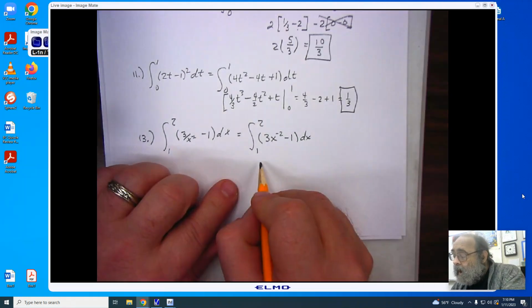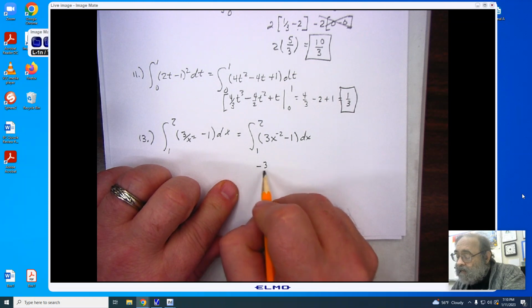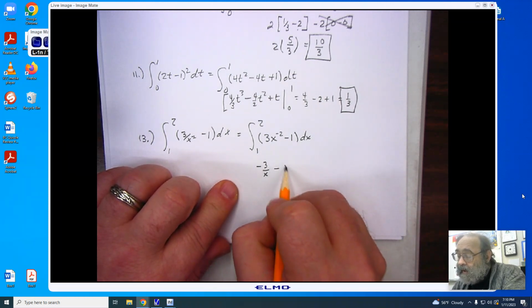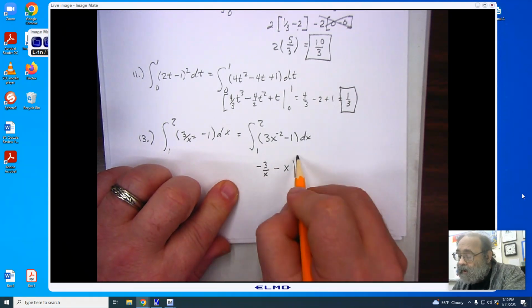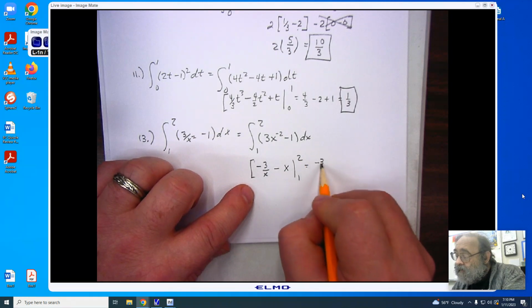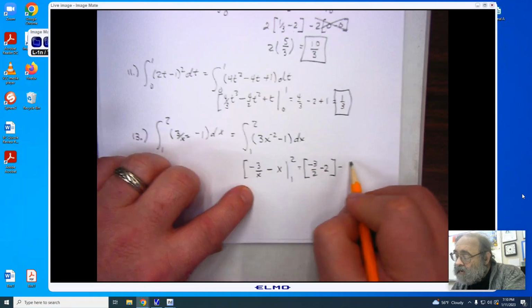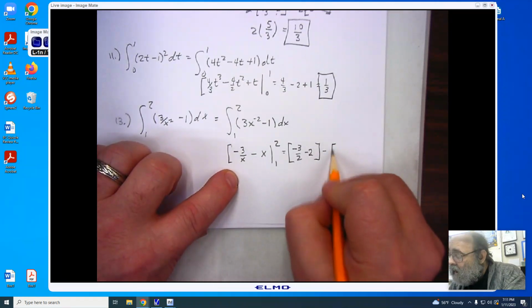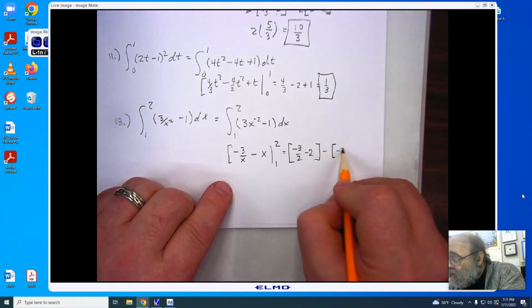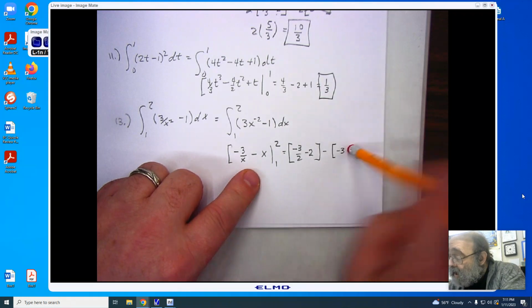So here we go. Adding the power gives me a negative 1, for negative 3 over x, or x to the minus 1 if you prefer, minus x, from 1 to 2. I'm now going to plug in the 2 first. Negative 3 halves minus 2, minus, plugging in the 1, I get negative 3 minus negative 1. Oh, pardon, minus positive 1.